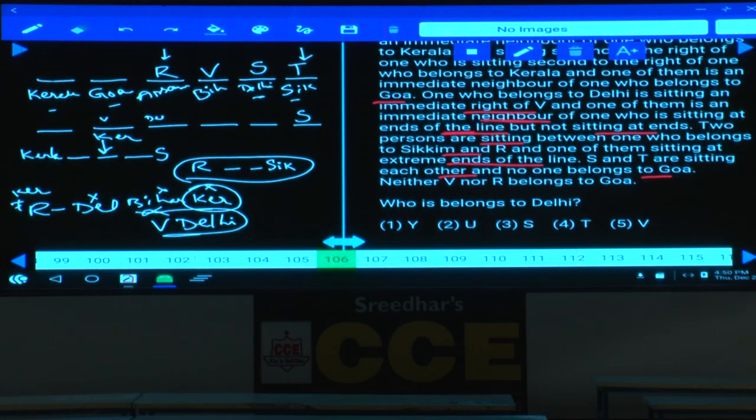If V is Bihar, is there any information regarding the remaining two? If Y is here, you will be here, or if Y is here, you will be here. No information is given about these two persons, U and Y. Clear now?